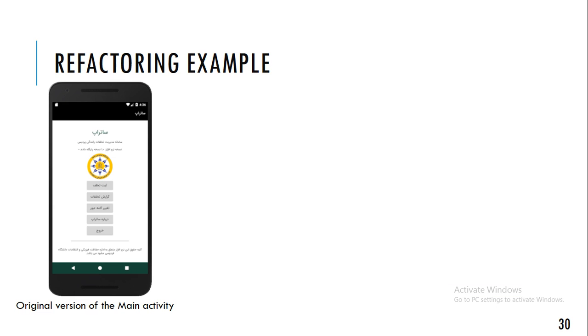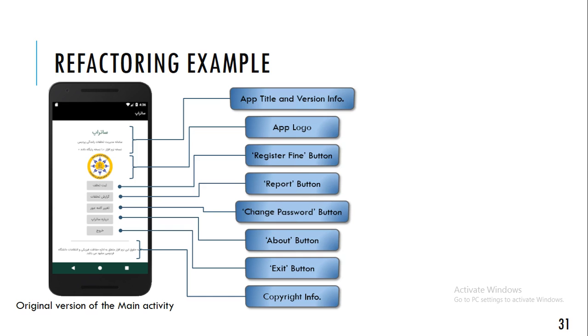Here we have provided an example to show the output of our refactoring technique. This is the main screen of the Satrap app we have used for this case study. Here we see the widgets in the screen from top to bottom. There's the application title and version info, which is a static text element, so it's not interactive. It has no event handler. Then there's the application logo, which is again a static image, and again it's not interactive.